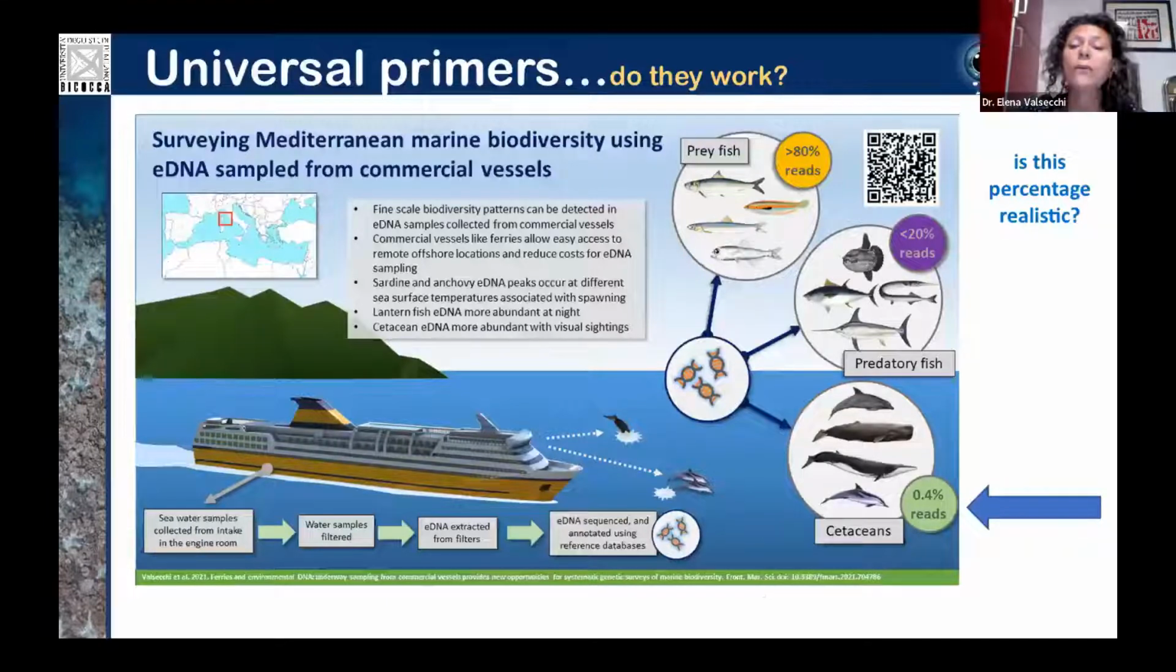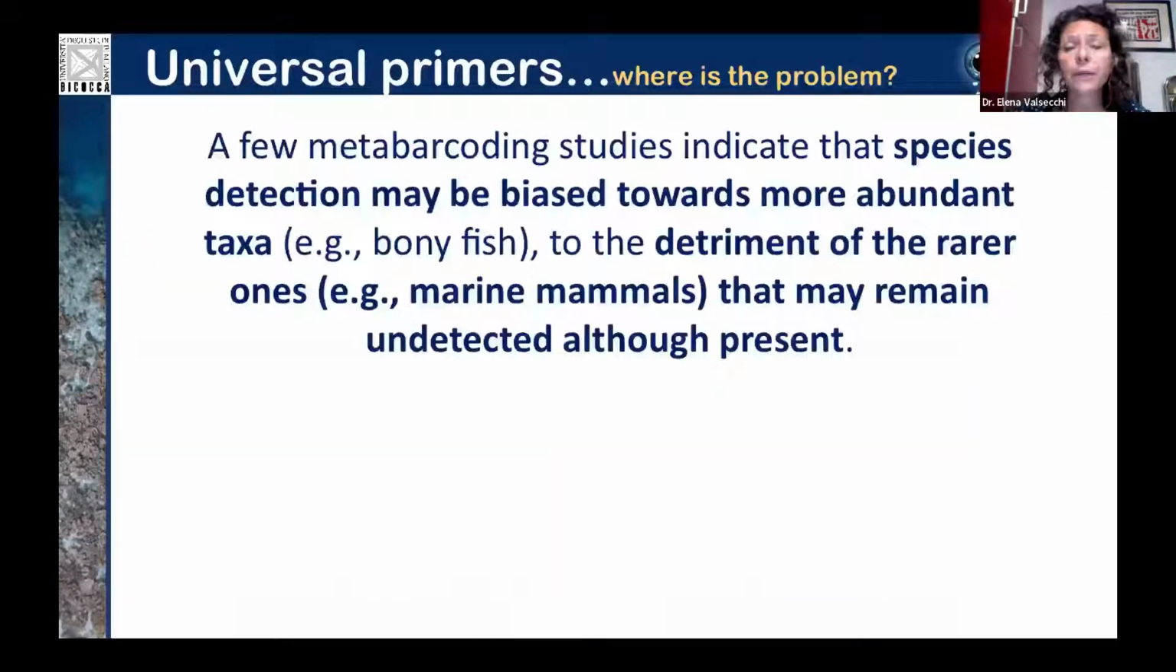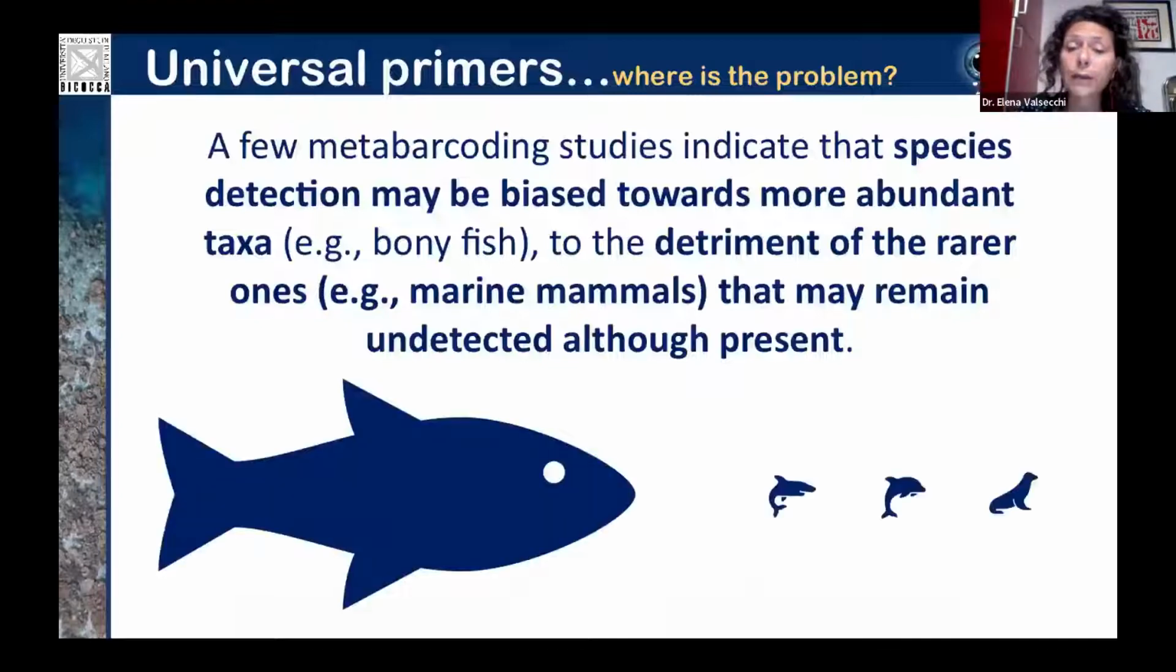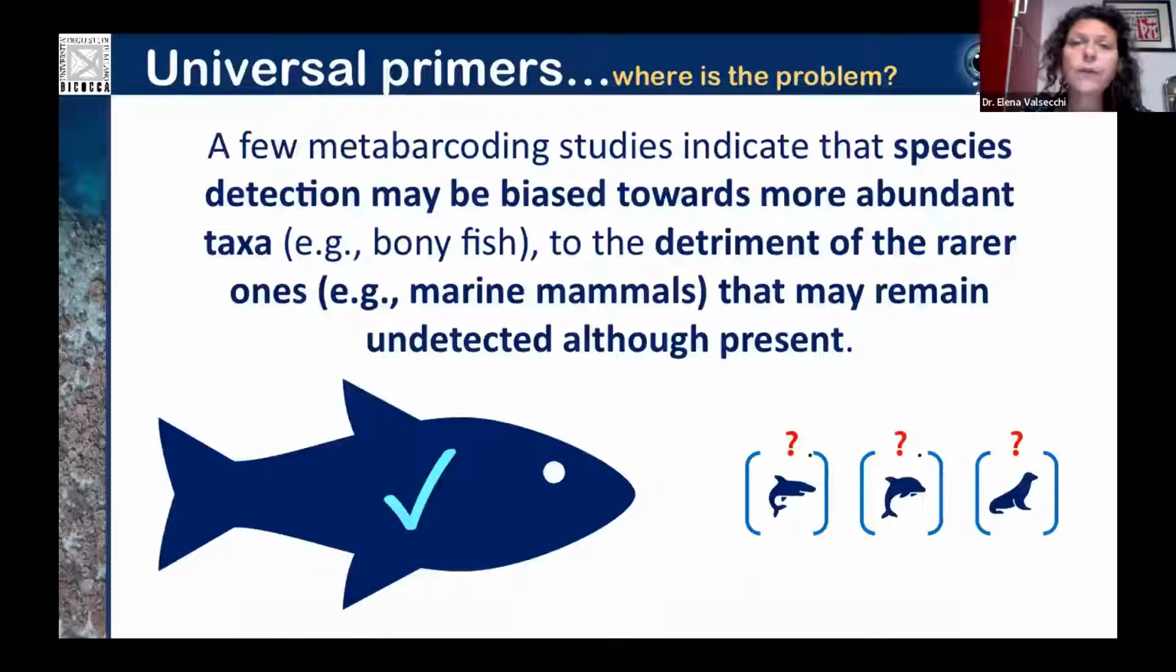The percentage of cetacean reads we got out of this data was only 0.4%. So is this percentage realistic? Well, we think it's actually an underestimate. And we think so also because there are many different studies showing that species detection may be biased towards more abundant taxa, in this case bony fish, to the detriment of the rarer ones, such as marine mammals, but also elasmobranchs, that may remain undetected although present. So this is what actually happens. So this becomes a problem.